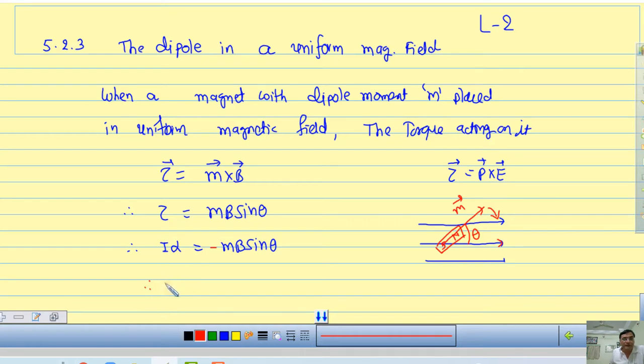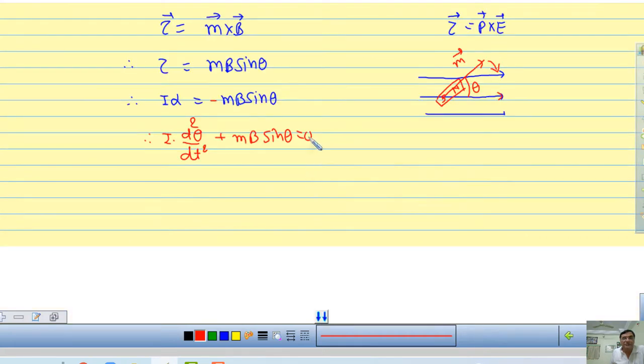So I alpha is equal to d2 theta by dt square, which is nothing but angular acceleration, plus MB sine theta is equal to 0. If the displacement is very small, then sine theta is equal to theta, for a small angle theta. So we can write d2 theta by dt square plus MB upon I theta equal to 0.